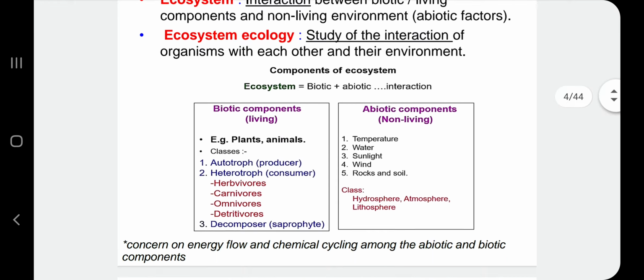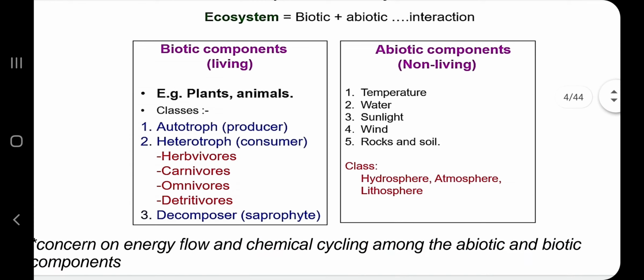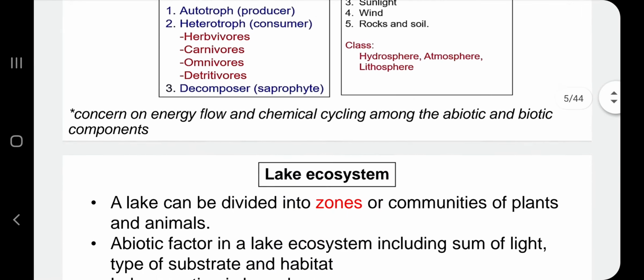Below we have examples of biotic components. Usually we generalize the components as plants and animals. For abiotic components, we have temperature, water, sunlight, wind, rocks, soil and so on. For the classes, which are hydrosphere, atmosphere, lithosphere, I would say for the atmosphere, you need to understand. But for the hydrosphere and lithosphere, just read through. Okay, moving on to the next slide.